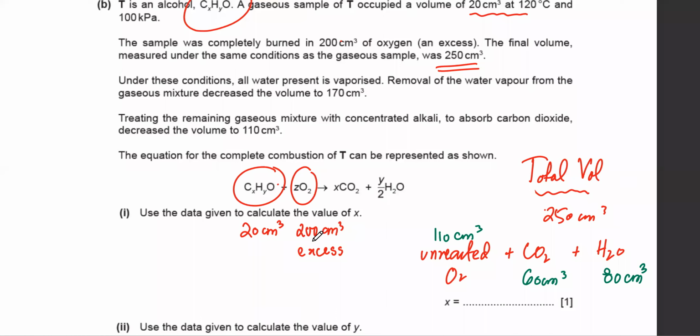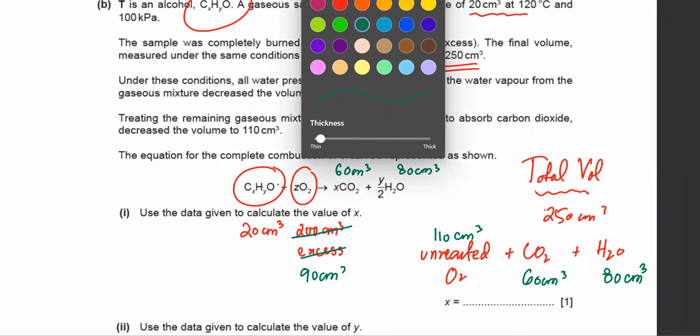Acha, so that means out of the 200, 110 is still remaining. That means the amount of oxygen that actually took part in the reaction was just 90 cm³. The amount of carbon dioxide that was produced was 60 cm³, and the amount of water that was produced was 80 cm³. Now, based on this, you can find the whole number ratio.